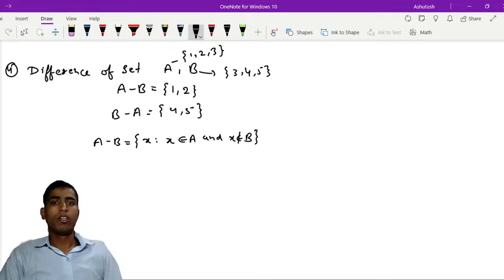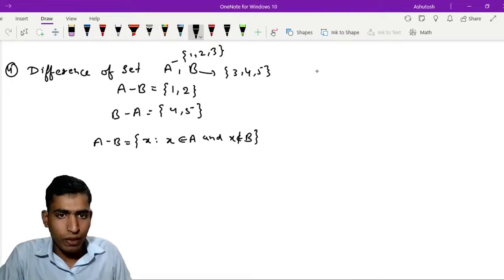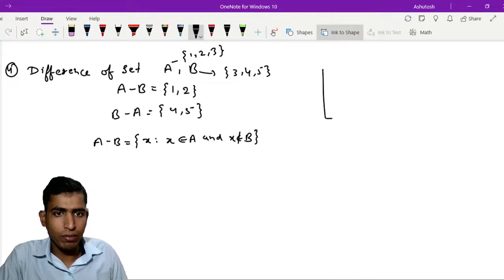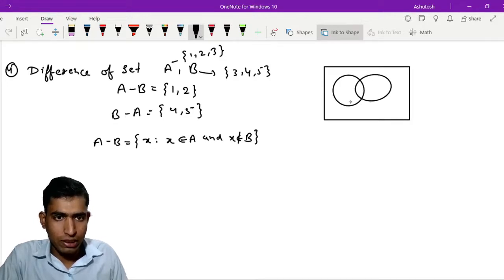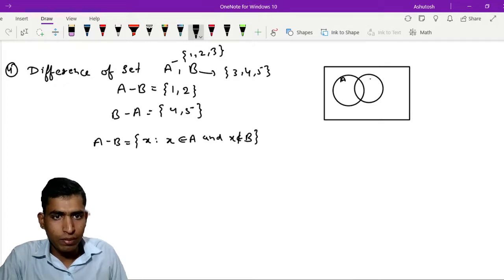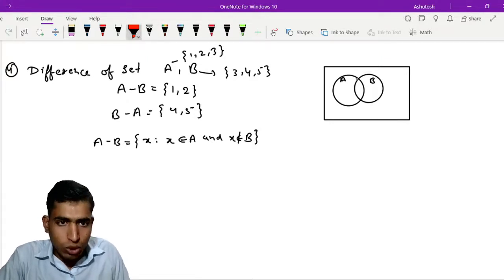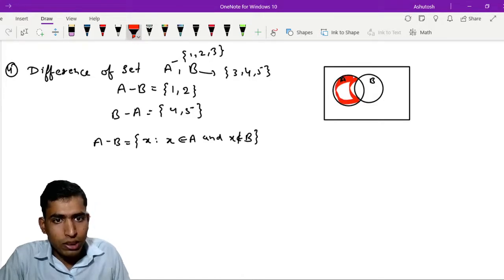Hope you got it. Let us understand the Venn diagram for this. The Venn diagram will look like this. This is A, this is B. I am saying that A minus B means all the elements of A except those which are also present in B. So this is the region which represents A minus B.